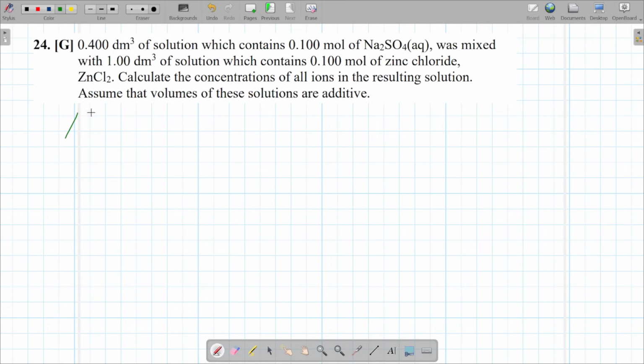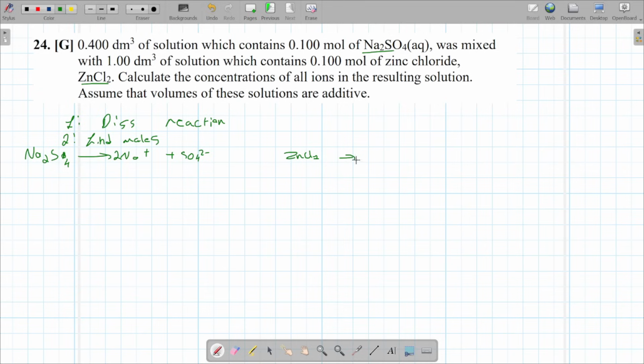First step, always remember, is the dissociation reaction. Let's write the dissociation reaction for each one. We have Na2SO4, and I'm going to write find moles for the second step, because I'm going to do both of them at the same time. Na2SO4 produces Na plus and SO4 2 minus, but it's 2Na plus to balance. The second one is ZnCl2 producing Zn2 plus and Cl minus, and it's 2Cl minus to balance.